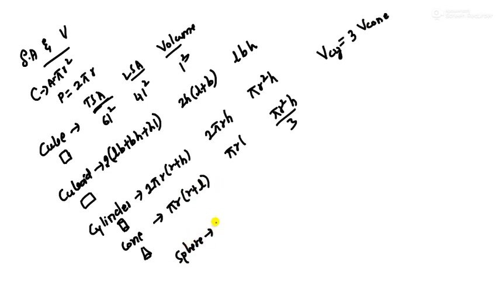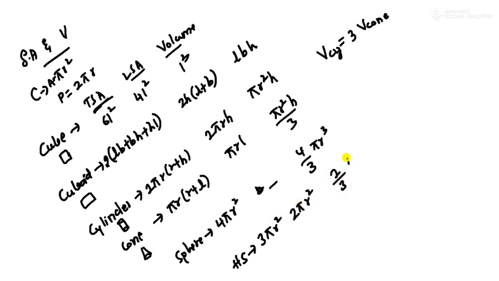Then you have the sphere, like a football. For that you have only 4 pi r square as LSA and TSA. There is no LSA actually, but if they still give surface area, you can write 4 pi r square only, and volume is 4 by 3 pi r cube. Then you have the hemisphere, that is a football cut in equal halves. You have 3 pi r square as TSA, 2 pi r square as LSA, and 2 by 3 pi r cube as volume.